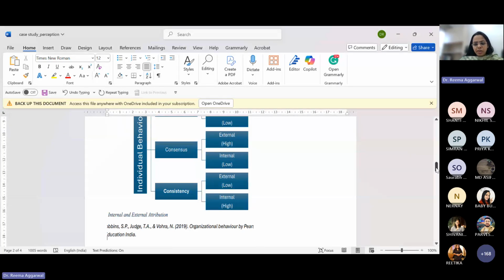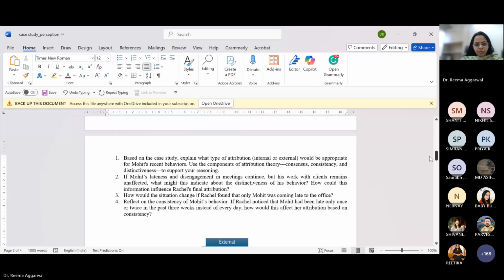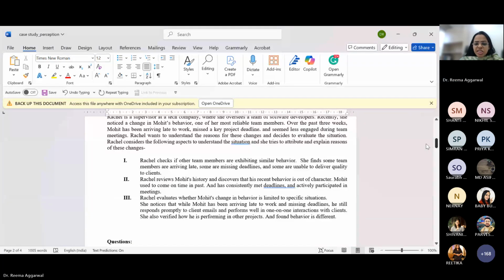Let me just read it. Rachel's team members are exhibiting similar behavior. She finds that some team members are arriving late, some are missing the deadlines, some are unable to deliver the quality to clients. So yes, consensus is high. So others are also behaving in the same pattern. In the same pattern, Mohit is also working.